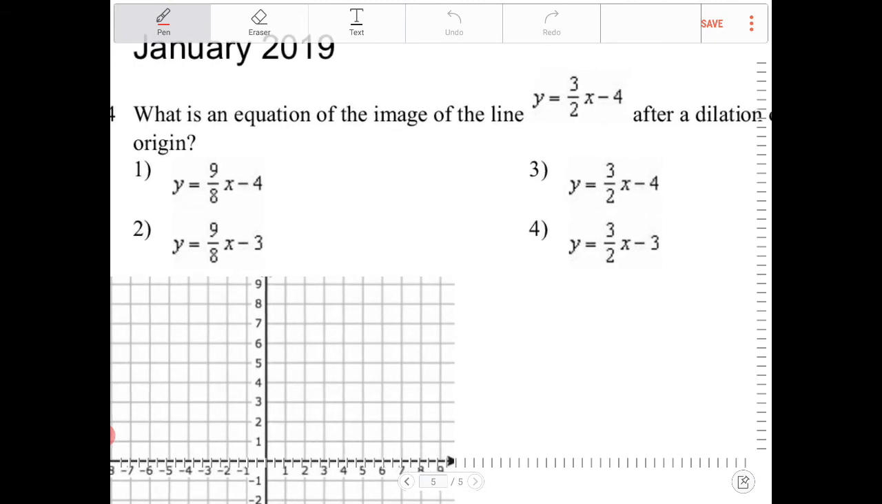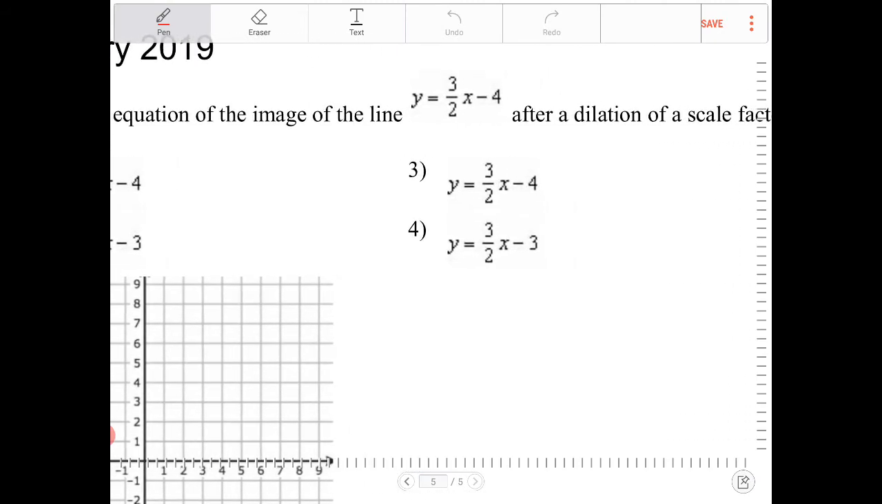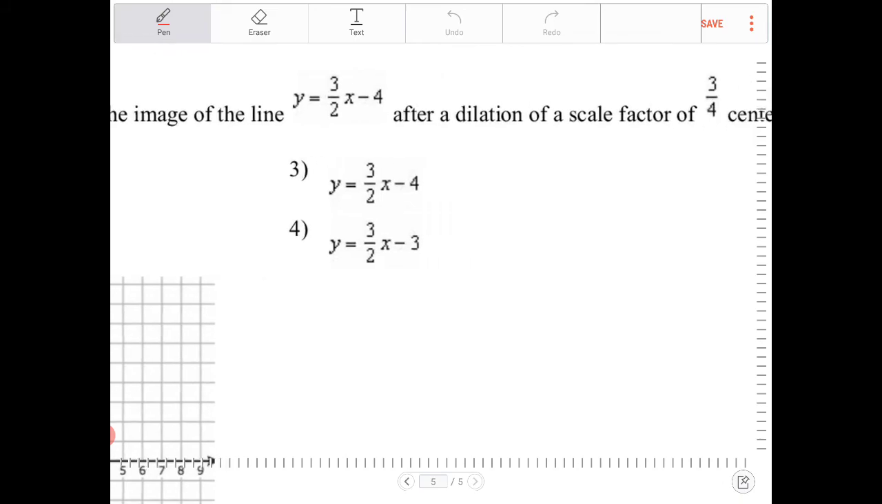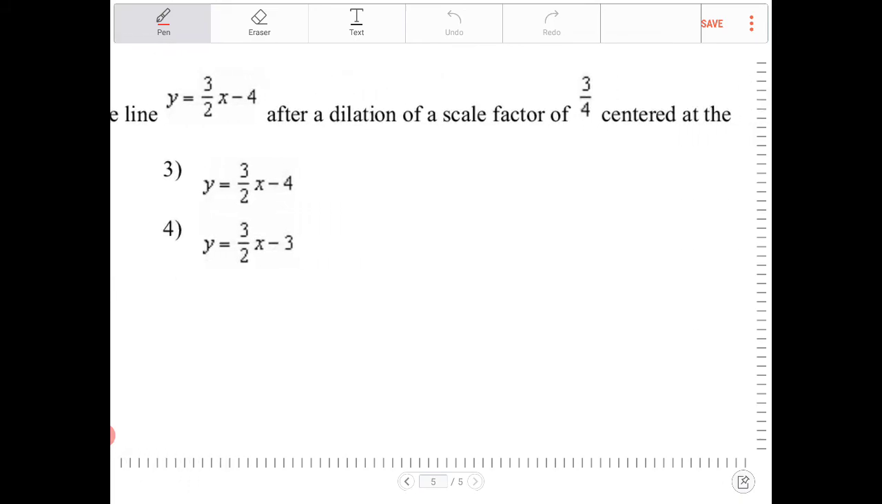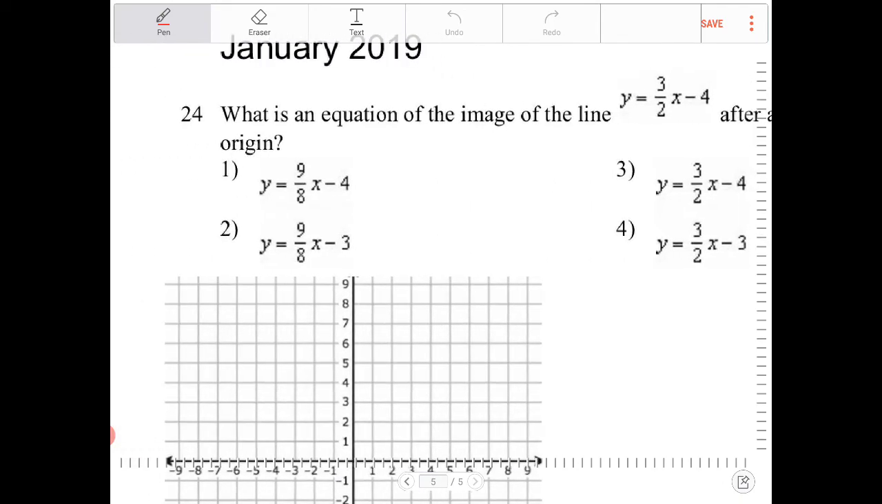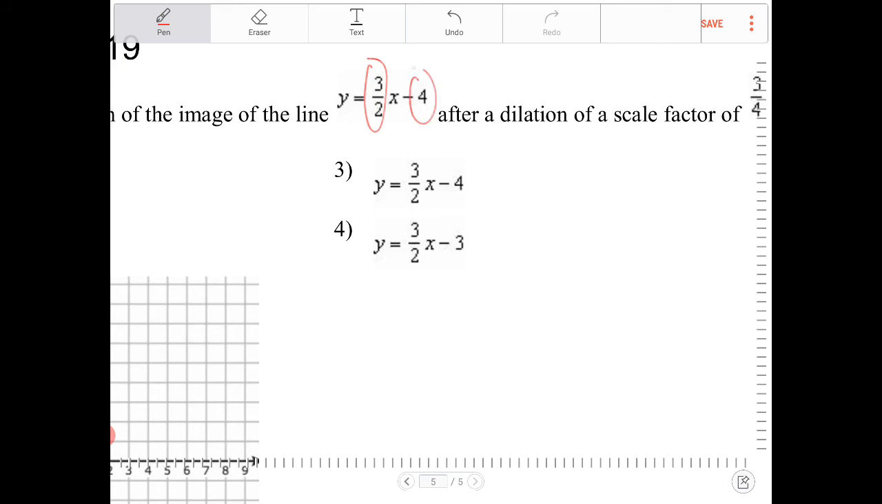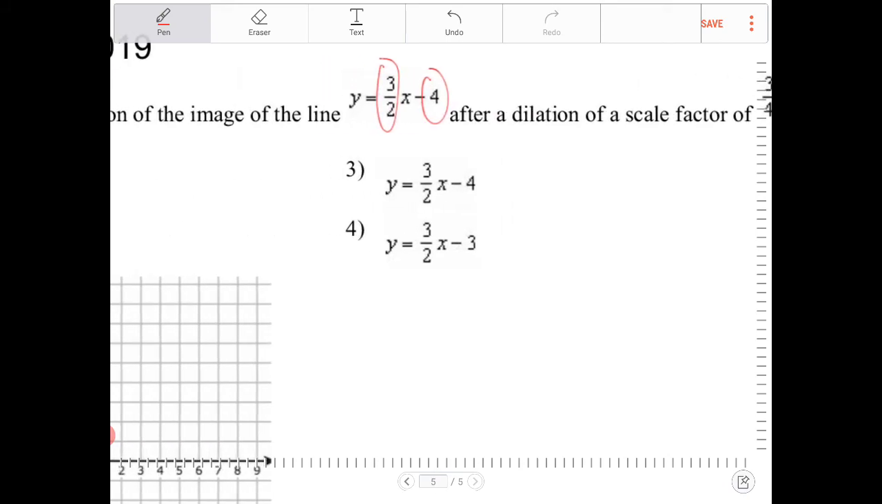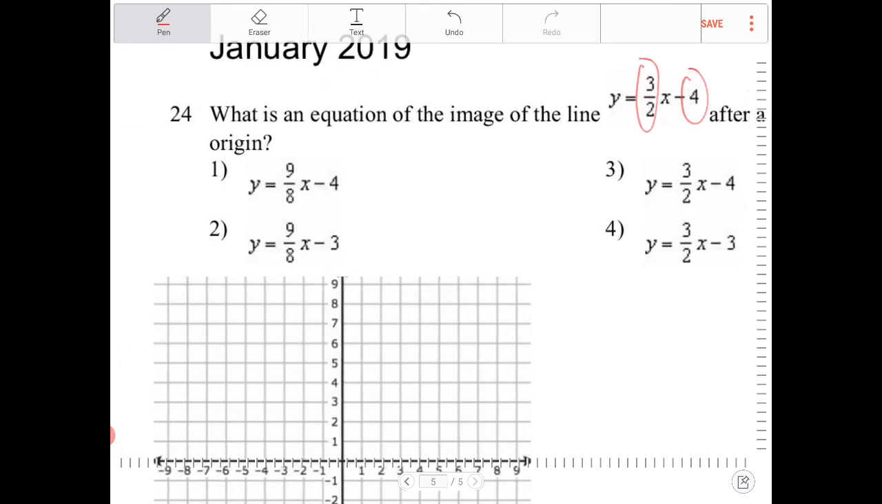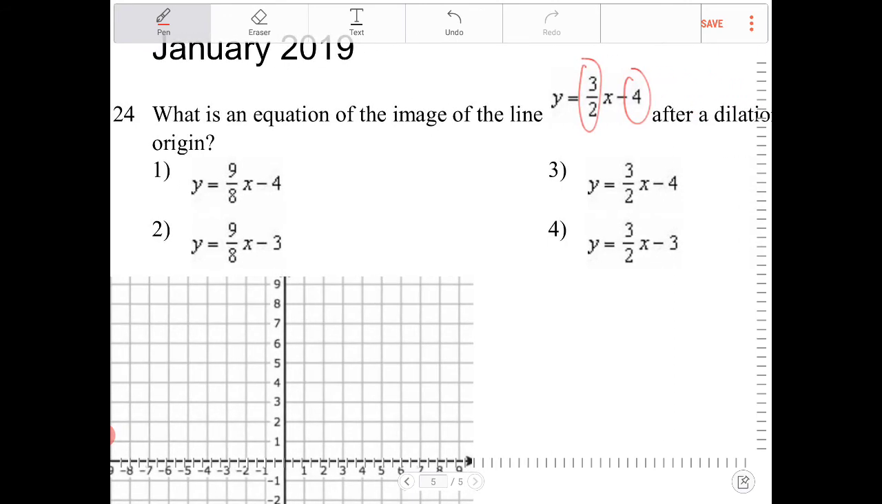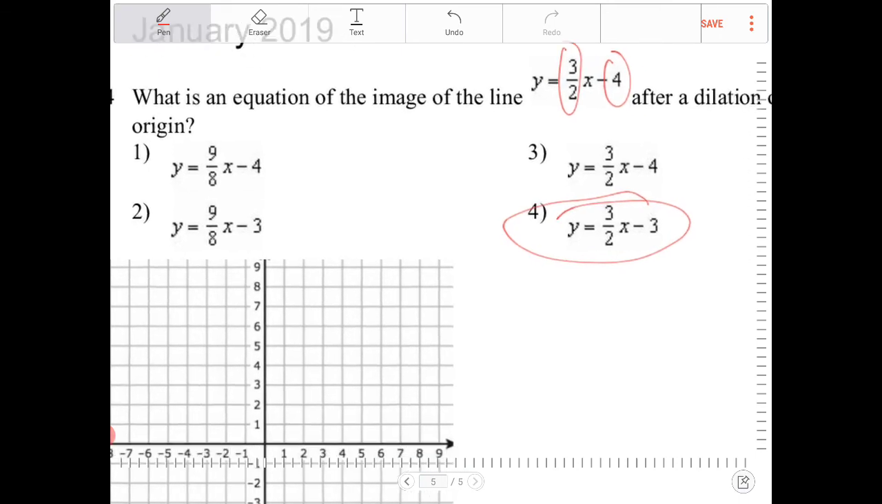Next, what is the equation of the image of the line y equals 3/2 x minus 4 after a dilation of a scale factor of 3/4 centered at the origin? All we've got to do, it's going to be the same slope, but we're going to dilate the y-intercept here by a factor of 3/4. If we multiply -4 by 3/4, we'll end up with -3. Which option has that in place? It's this guy right there, 3/2 x minus 3.